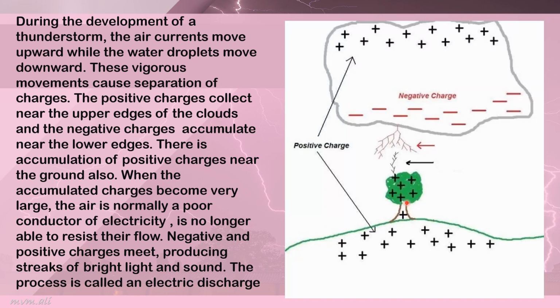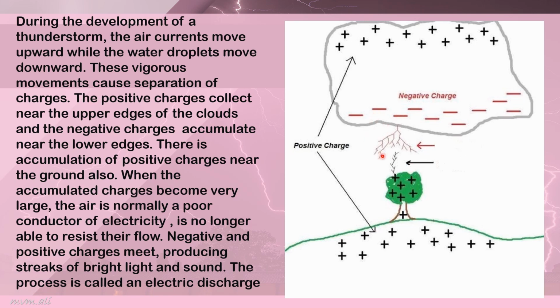Okay. Here, when the accumulated charges become very large, the air, which is normally a poor conductor of electricity, is no longer able to resist the flow of charge. That means we all know that air is a poor conductor of electricity. But when the accumulated charges become very large, air becomes a good conductor of electricity due to the ionization process.